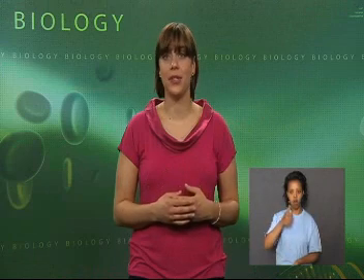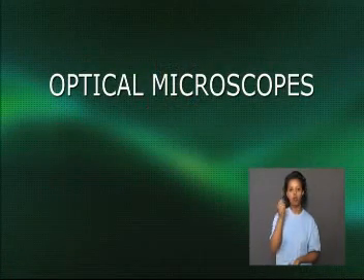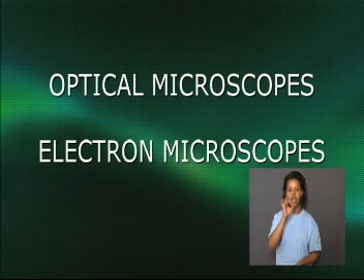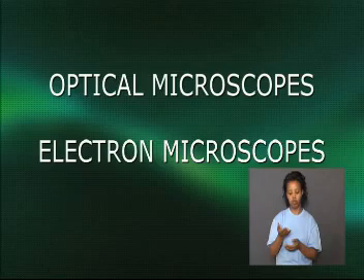There are two main types of microscopes used in biological work: optical microscopes and electron microscopes. Optical microscopes use beams of light to produce magnified images. Electron microscopes use beams of electrons to produce magnified images.